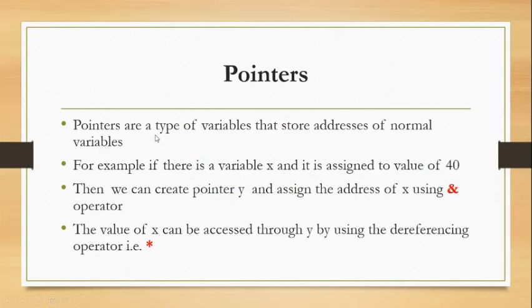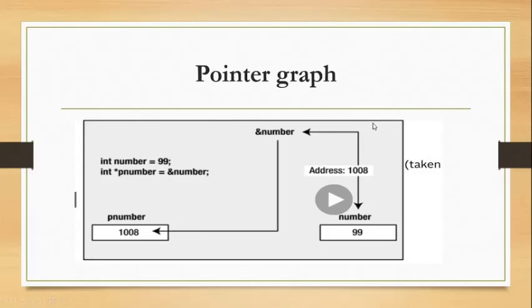So what are pointers? Pointers are a type of variable that stores addresses of normal variables. For example, if you remember in the last video we discussed pass by reference, where I said that pointers store addresses. Every normal variable has an address that points to a memory location, and that address is stored in pointers. And the value of x can be accessed through y, using the dereferencing operator, nothing but the asterisk.